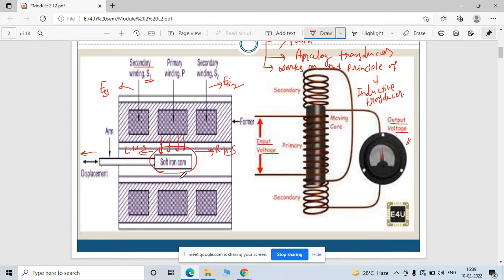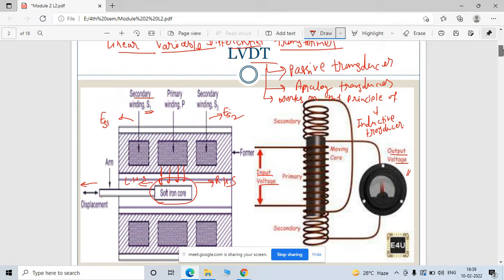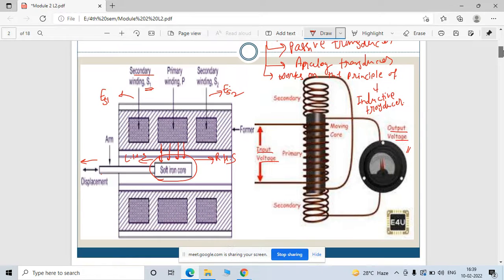Now depending on the location of this soft iron, that ES1 and ES2 is changing. So that is nothing but the effect of the mutual inductance.